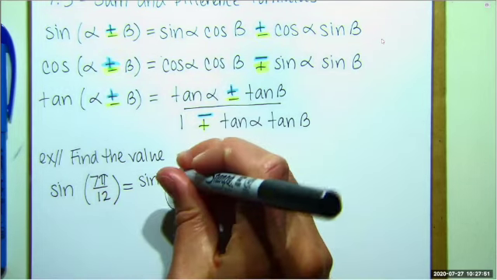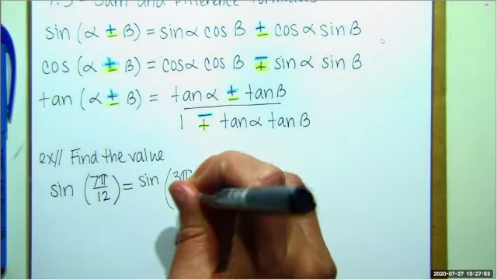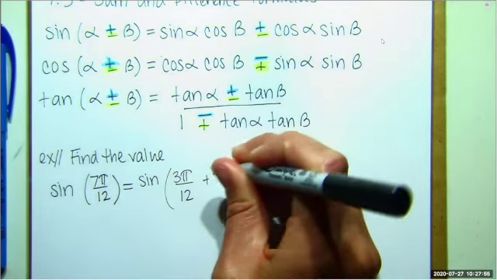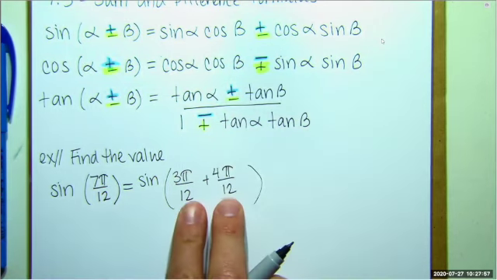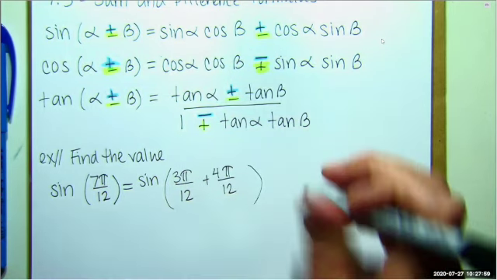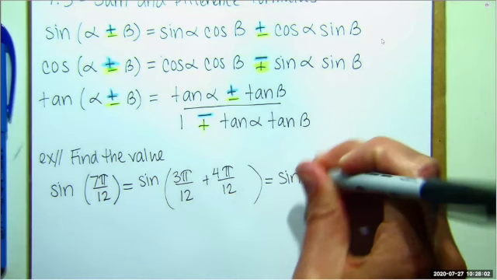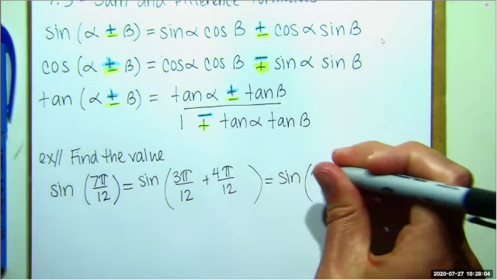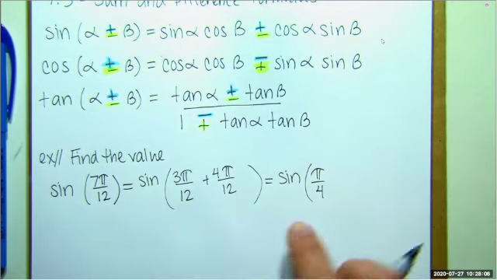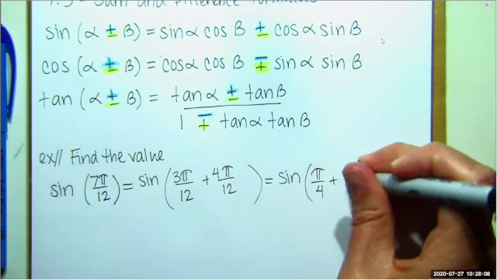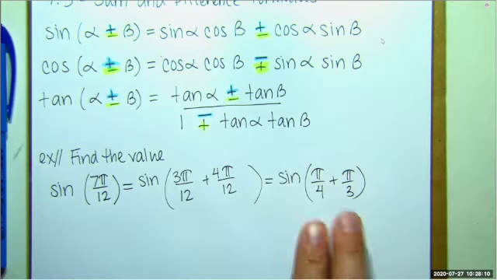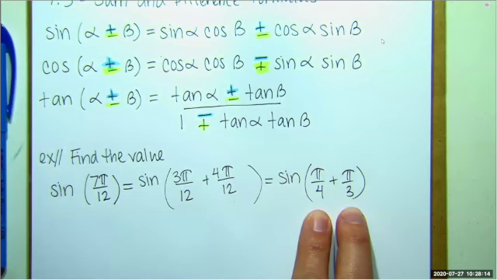Okay, so it turns out here, if I write this as 3 pi over 12 plus 4 pi over 12, these angles both reduce to angles we know how to do by hand. So let's take a look. 3 pi over 12 reduces to pi over 4, and 4 pi over 12 reduces to pi over 3. The goal is to get this as the sum or difference of 2 angles that we can evaluate by hand.